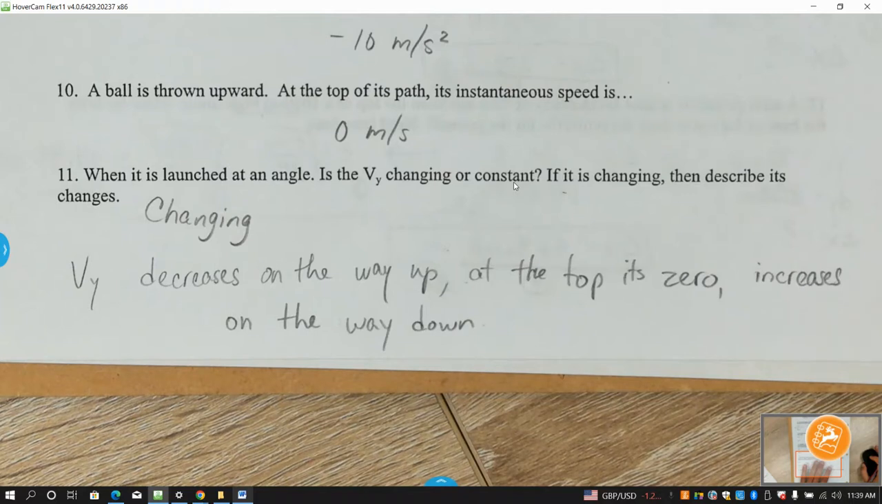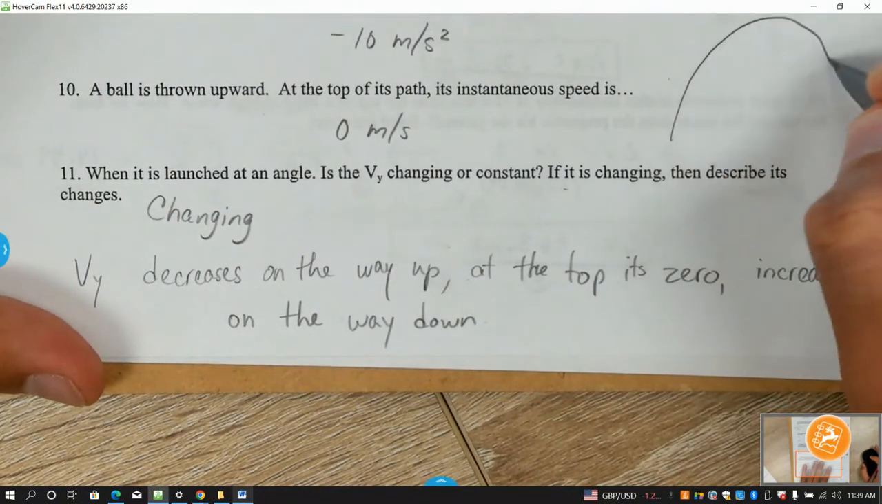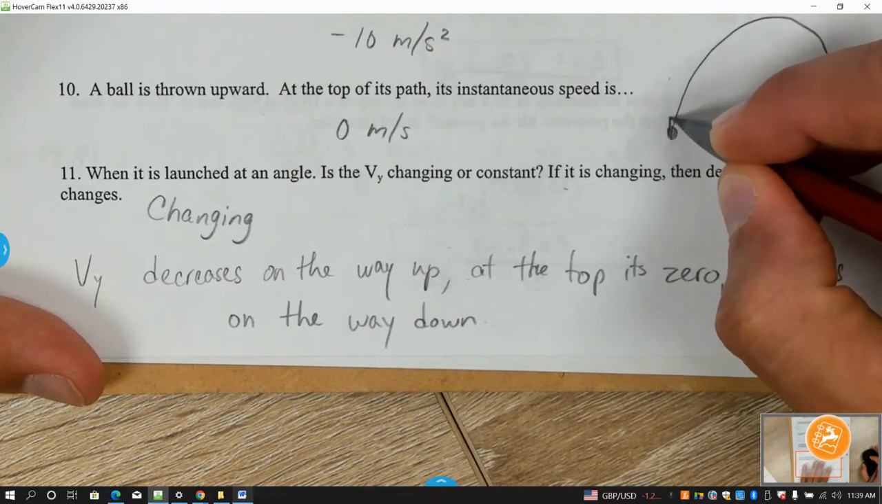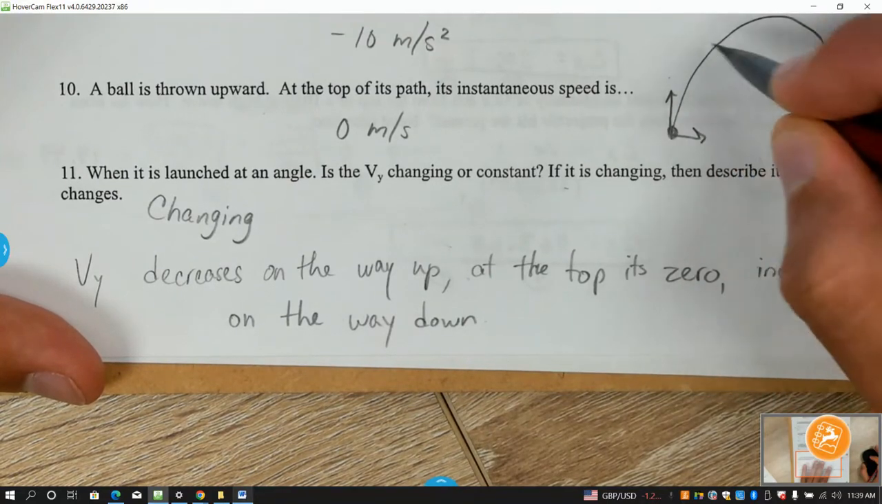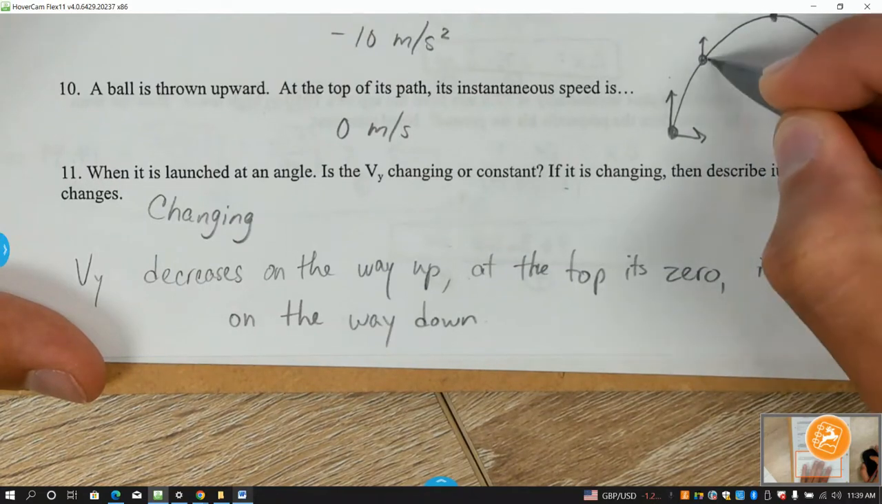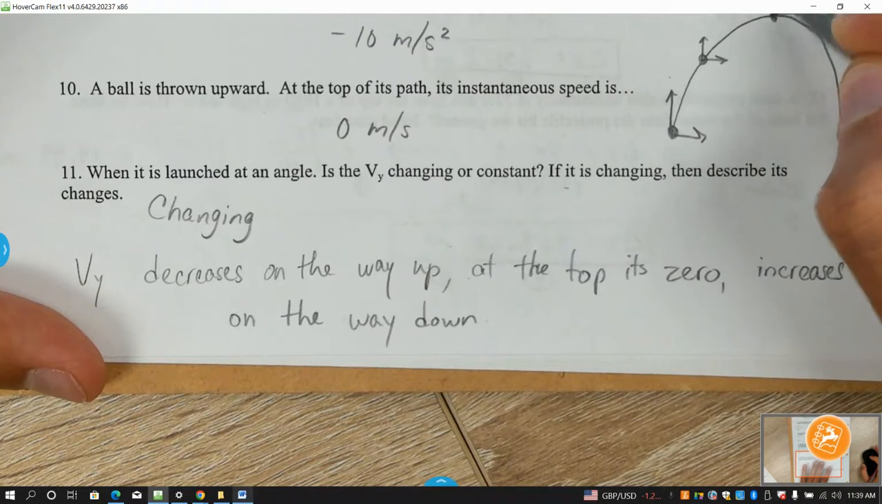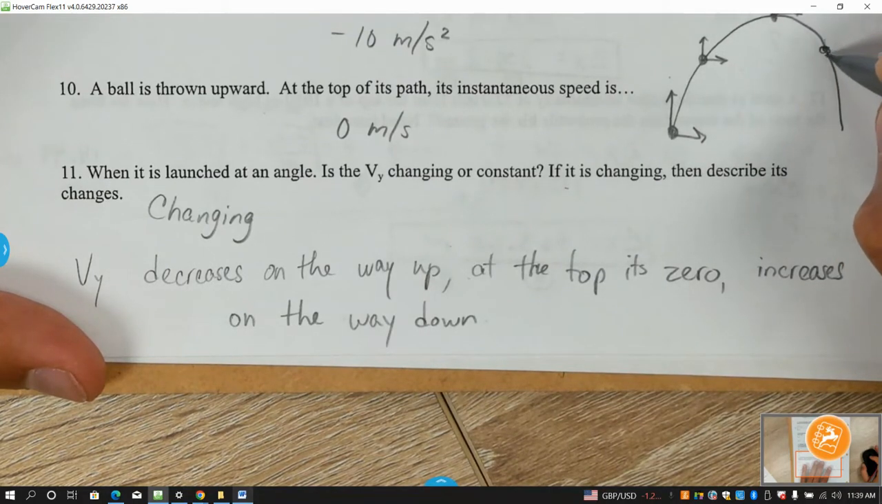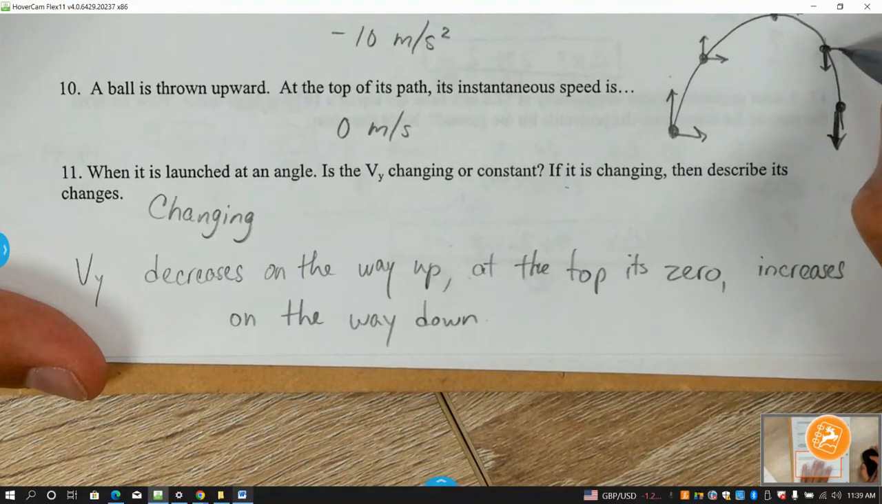When an object is launched at an angle, is the vertical velocity changing or constant? It's changing, as it goes upwards against gravity. We launch it with some kind of vertical speed. Obviously, the Vx is going to be constant, but as it goes up, gravity is causing it to slow down, slow down, slow down. At the top, your Vx is constant, there is no vertical velocity, and then it changes direction, and it starts to speed up on the way back down.